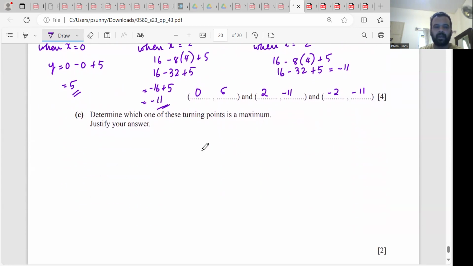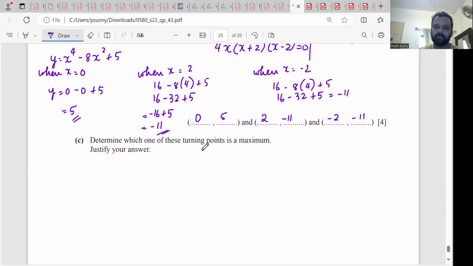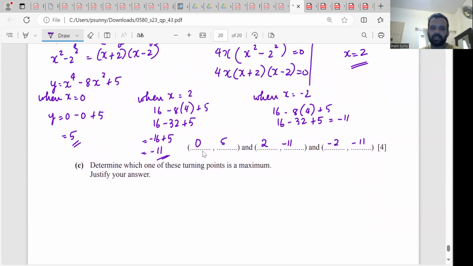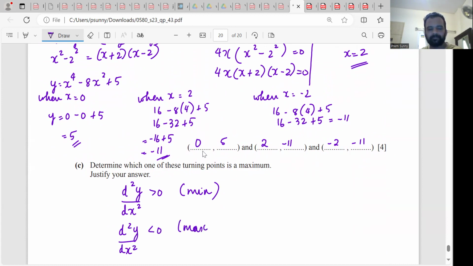Finally, the C part. Determine which one of these turning points is a maximum. To find out if the turning point is a maximum, what we need to do is d square y by dx square. If it is greater than 0, then we know it is a minimum point. And d square y by dx square, if it is less than 0, we know it is a maxima. So let's first find out what d square y by dx square is.